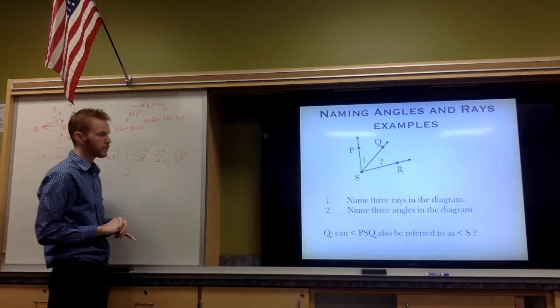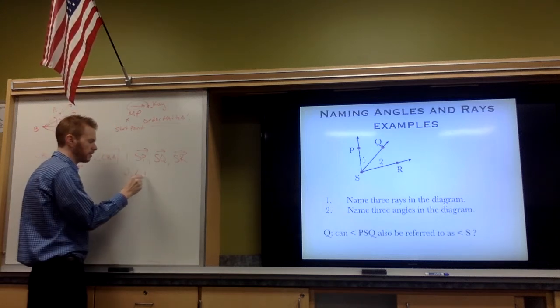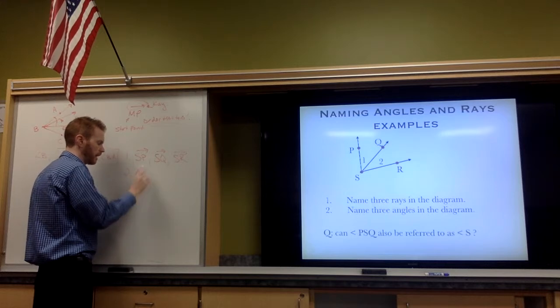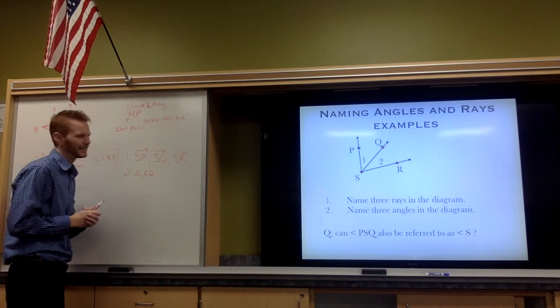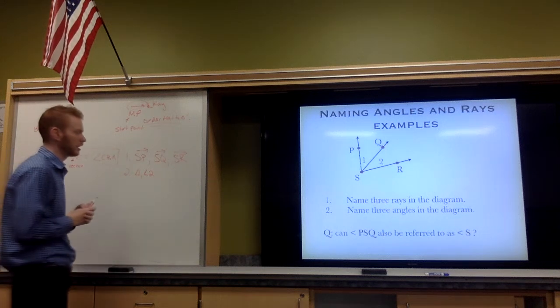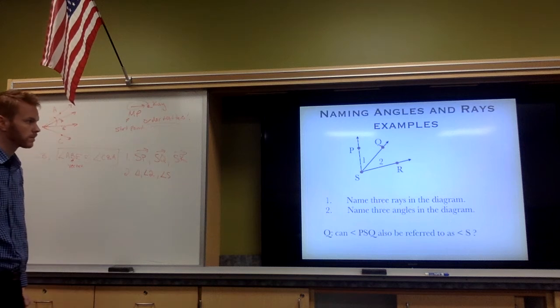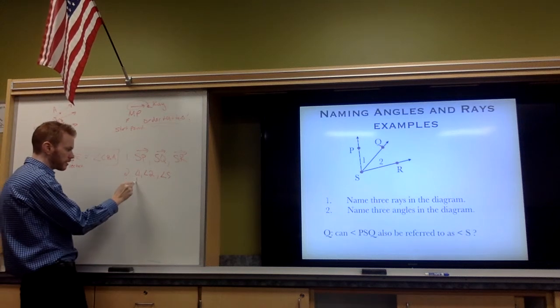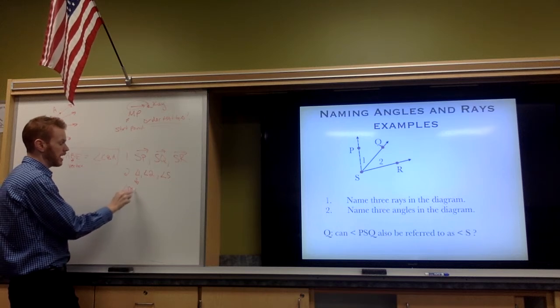Second one. Name 3 angles in the diagram. Okay, well, we could say angle 1, angle 2. We could use those. You could say angle S, which is the whole thing, right? I'm going to write beneath. So angle 1, I can name a little differently. I can name it angle PSQ.